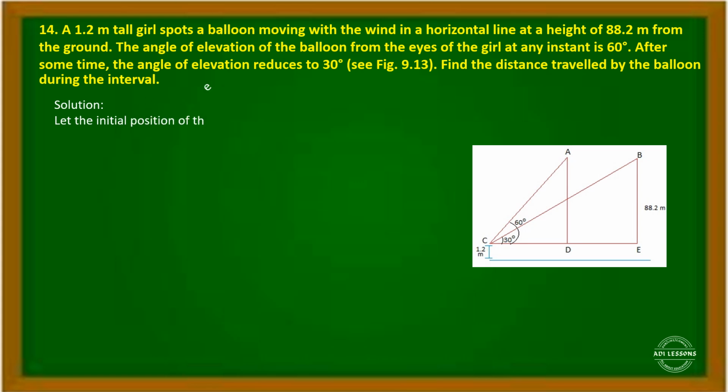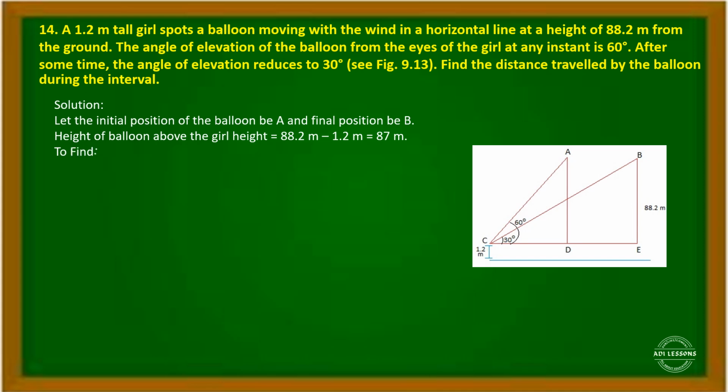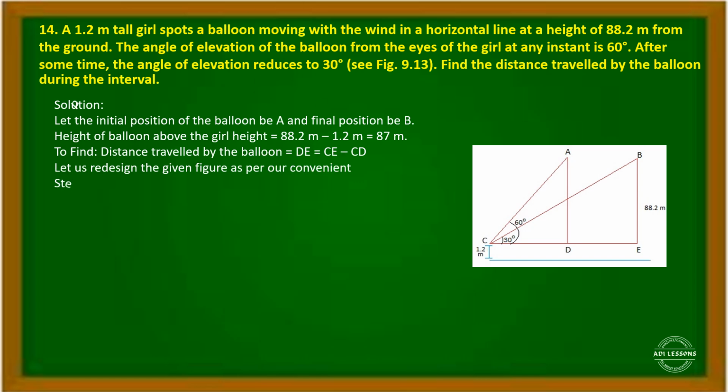Let the initial position of the balloon be A and final position be B. This is the initial and final positions of the balloon. Height of the balloon above the girl's height is 88.2 meters minus 1.2 meters equals 87 meters. To find the distance traveled by the balloon, DE equals CE minus CD. Let us redesign the given figure as per our convenience.